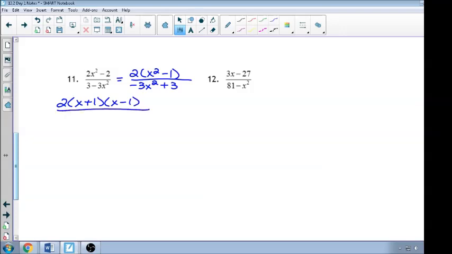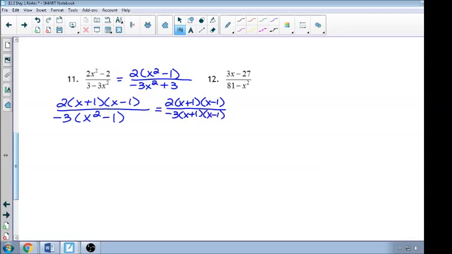Over. What can I do with my denominator? Take out a GCF of negative 3, which turns my negative 3x squared divided by negative 3 into x squared, makes my x positive. Positive 3 divided by negative 3 is negative 1. Now, if you saw that coming, what you could have done is kept the x squared minus 1 in your numerator, because then you could have canceled the whole thing. But if you did not see that, what do I need to do next? 2 times x plus 1, x minus 1, over negative 3, x plus 1, x minus 1.